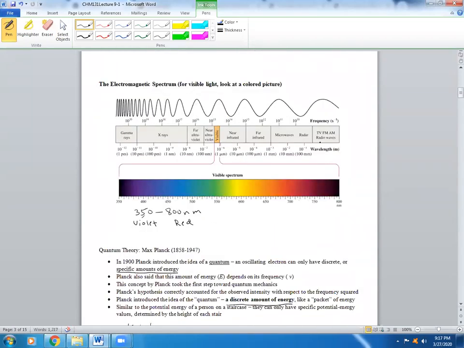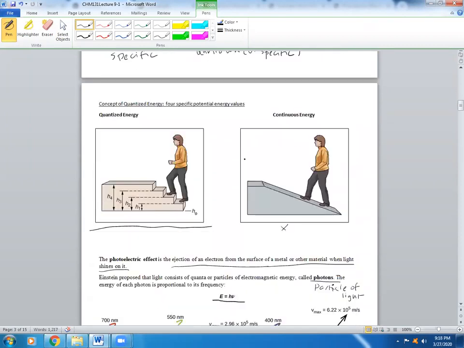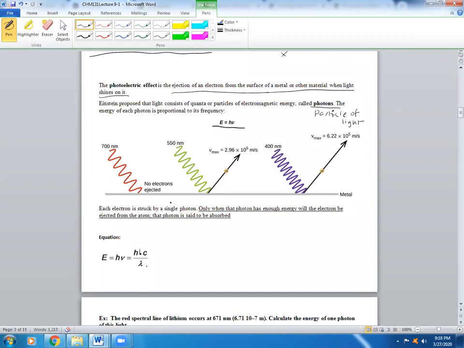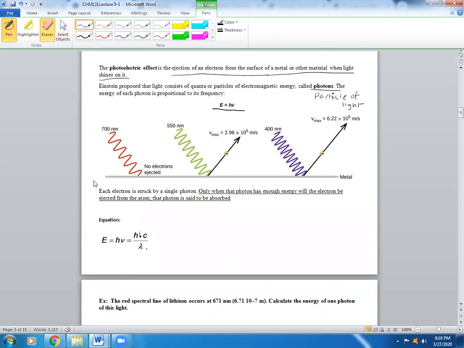Red is closer to the right side, which is less energetic because they have a longer wavelength. You can tell that they have a longer wavelength, which means less energy. So be able to relate this. So again, only when the photon has enough energy will the electron be ejected from the atom. That photon is said to be absorbed. So let me show you a quick simulation of this.